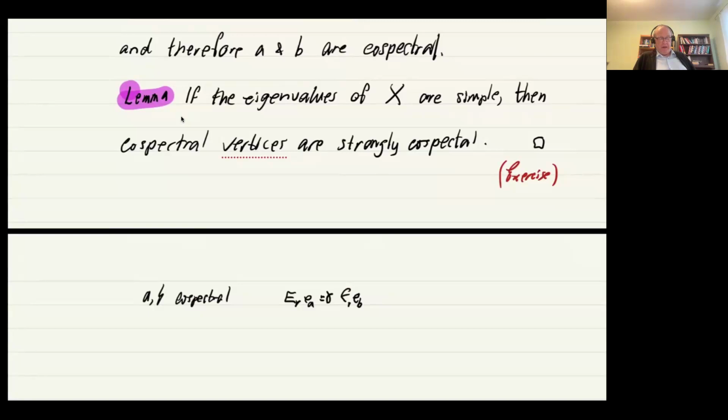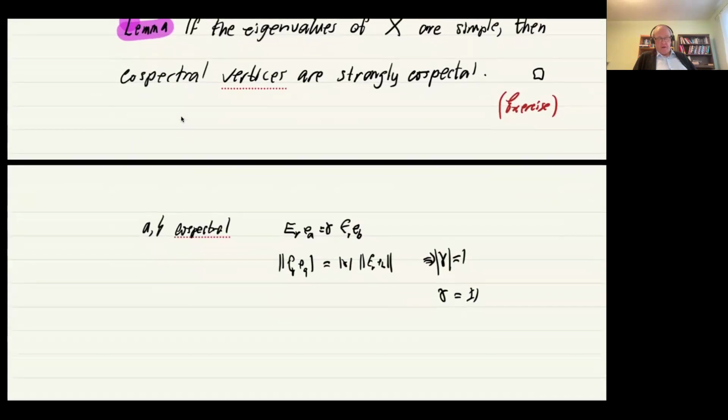But the other point is that they're cospectral, so the norm of E_r e_a is equal to the norm of E_r e_b. That implies gamma is equal to 1 in absolute value. Now everything is real here, so that implies gamma is equal to plus or minus 1. Okay, so if the eigenvalues are simple, then cospectral vertices are strongly cospectral.